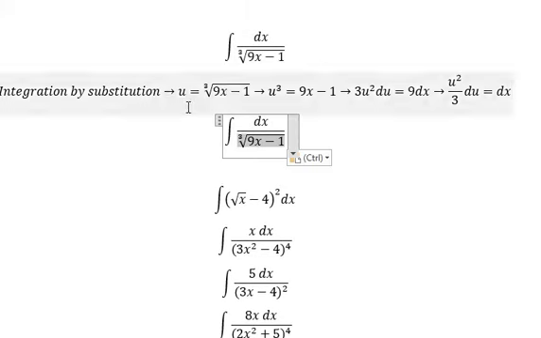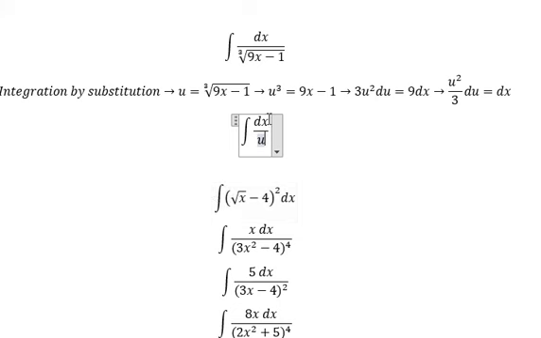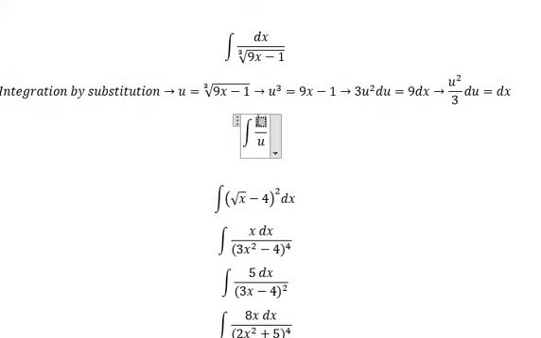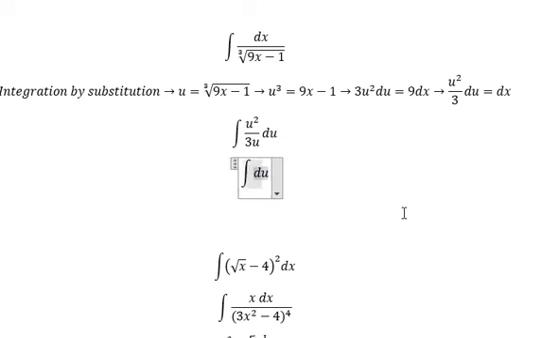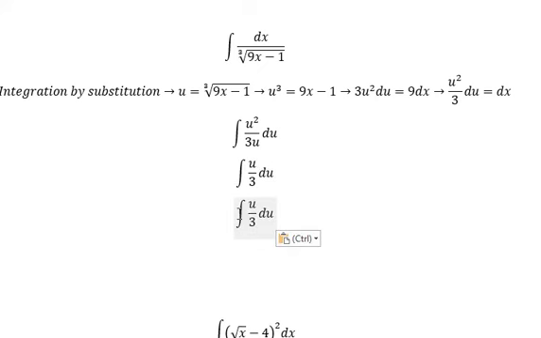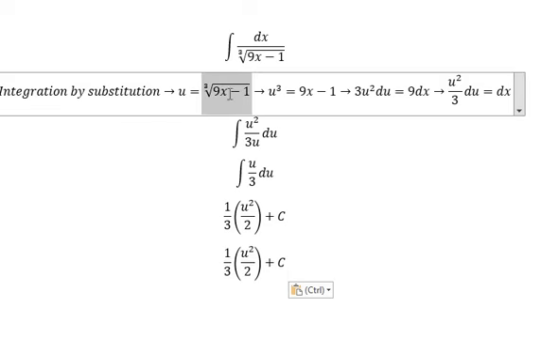This one we change for u. ds we change for u squared over 3 du. u divided by u, you get u. u squared divided by u, you get u. The integration of this one, you get u squared over 2, and we put c. For u in here, that's this one.